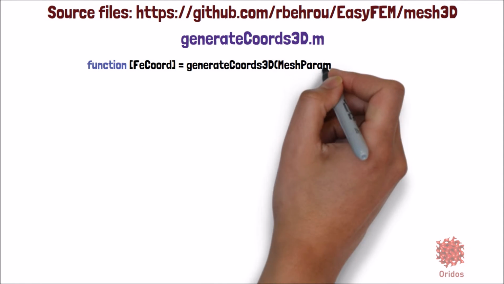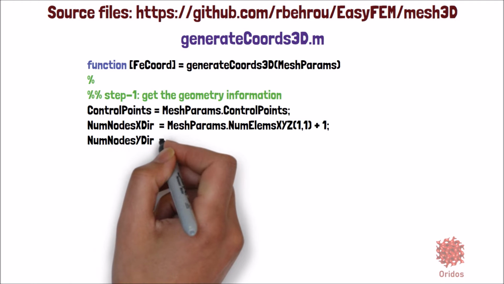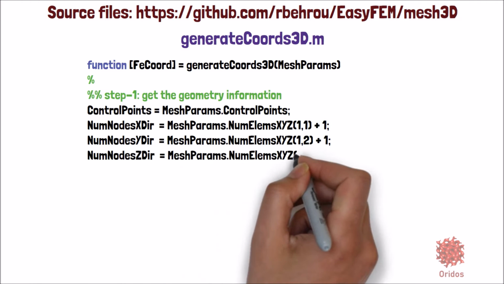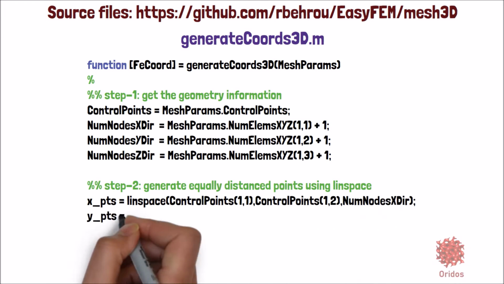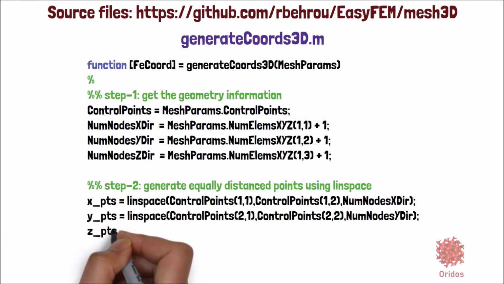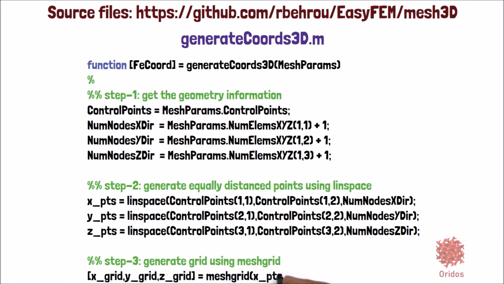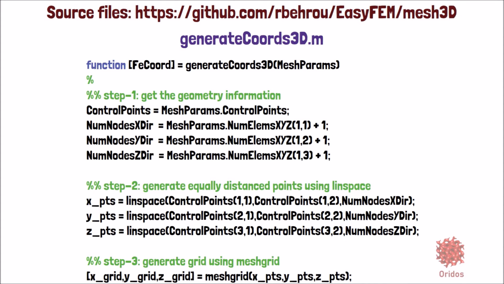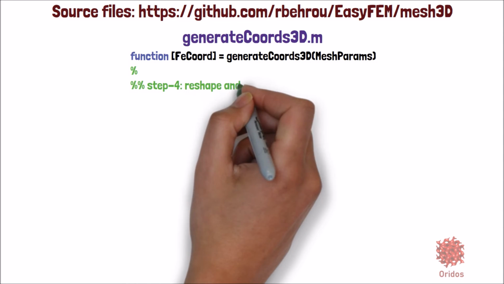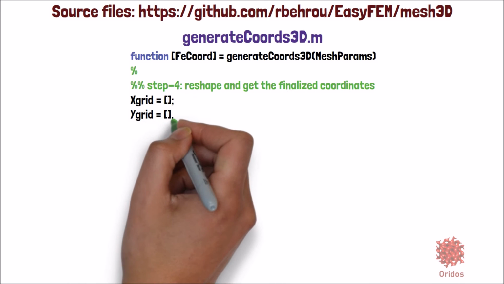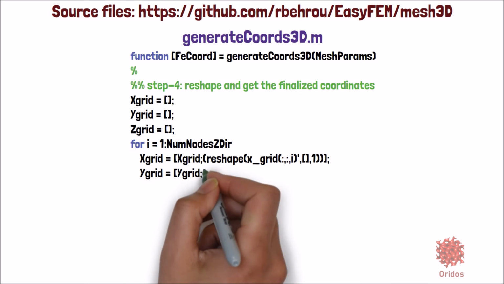Inside this function, step 1 is to get the geometry information, such as the control points and the number of elements in each direction. Then, we initialize the number of nodes in each direction, which will be the number of elements plus 1. We use MATLAB linspace function in step 2 to generate equally distanced points. In step 3, we generated a 3D grid using MATLAB meshgrid function. And finally, in step 4, we reshape the meshgrid outputs and return the nodal coordinates. This is slightly different than what we did in the 2D mesh, because of the third dimension in the 3D mesh and the way we extract the coordinates from the 3D array.